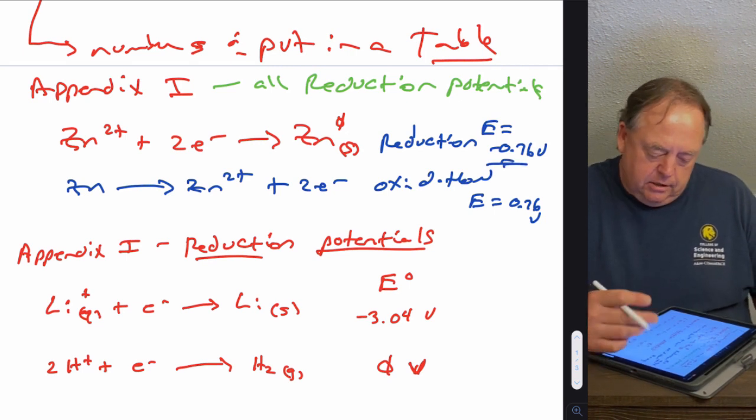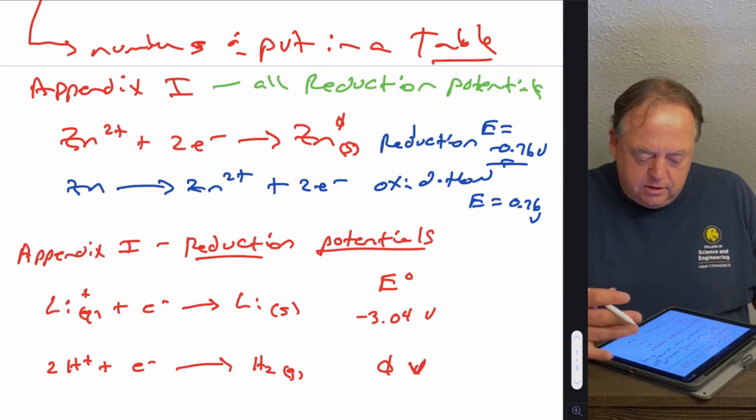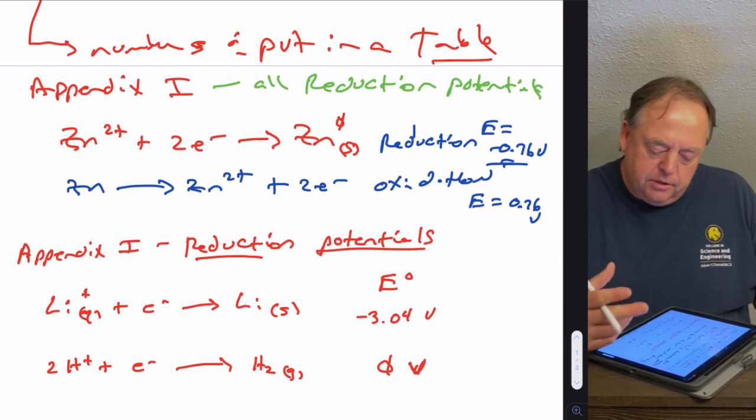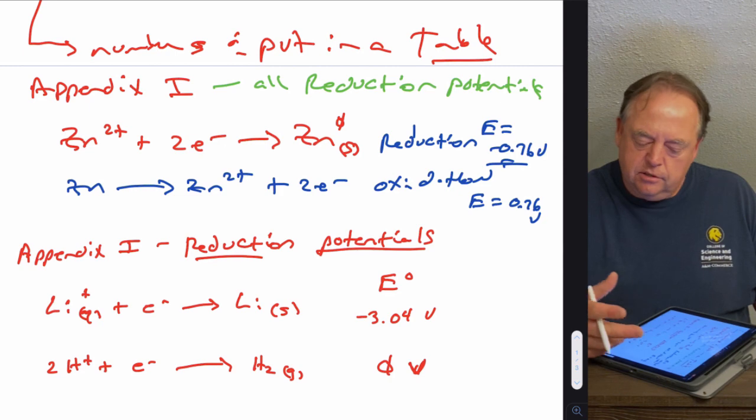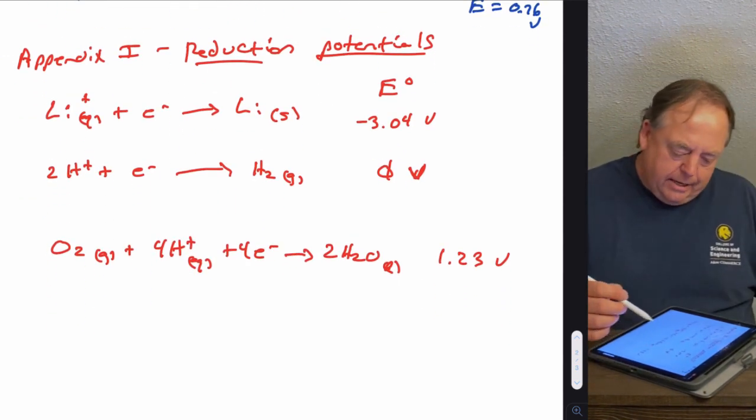So everything in the text, in the appendix, is a reduction potential. So in this case, it is zinc 2+ plus 2 electrons to make zinc 0. The potential would be negative 0.76 volts. Okay, so what we want to do is try to understand these numbers.